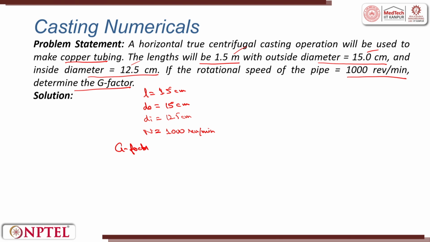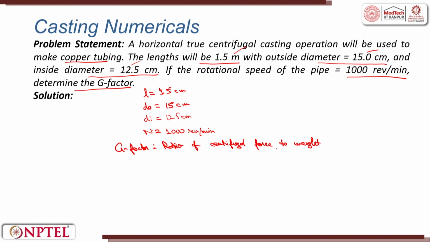G factor, this is the ratio of centrifugal force to weight, which is essentially representing how many times stronger the centrifugal force is compared to the force of gravity. So, we calculate the G factor as centrifugal force per unit weight. The centrifugal force is to be calculated from the given data and the weight is also there.